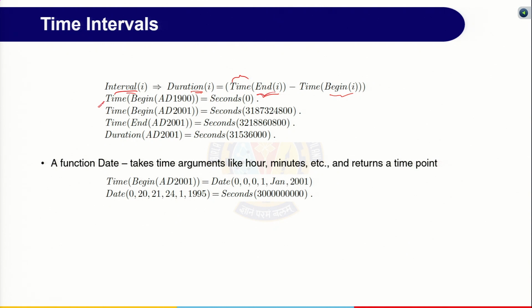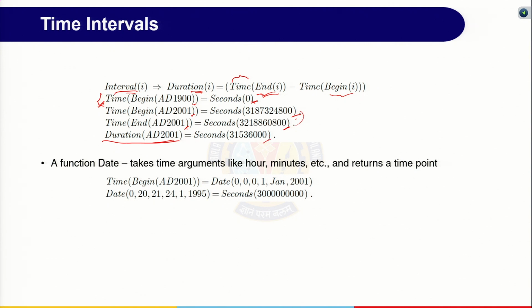Time would only give us the number of seconds that have elapsed since the beginning of time. As I said earlier, our reference point is 1900 Jan 1st. So the time here says that the number of seconds elapsed since the beginning is 0. Similarly, if you do it for 2001, the number of seconds is mentioned here. Similarly, if you do the end of AD 2001, which is December 31st, you will see a difference. So the duration of AD 2001 is the difference of these two, which will be the value shown here.